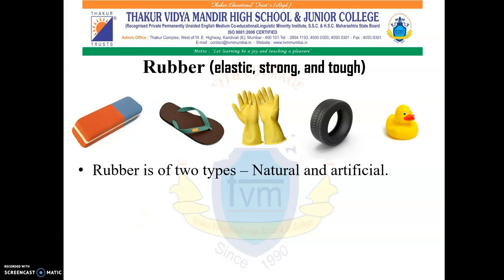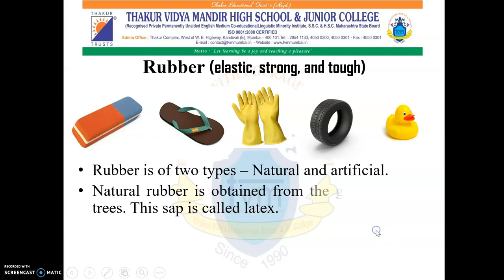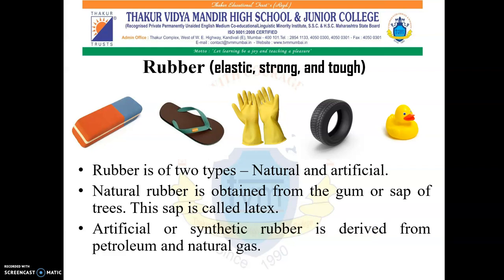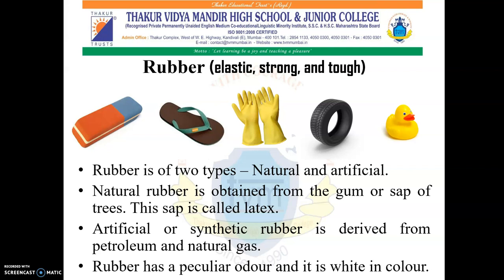Rubber is of two types, natural rubber and artificial rubber. Natural rubber is obtained from the gum or sap of trees. This sap is called latex. Artificial or the synthetic rubber is derived from petroleum and natural gas. Rubber has a peculiar odor and it is white in color. And as it is elastic, strong and tough, it is used for making several things like tire, gloves, etc.